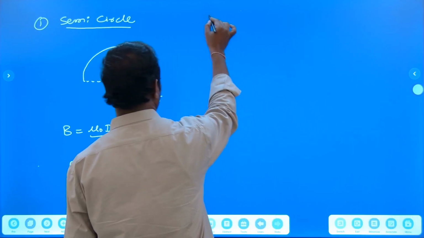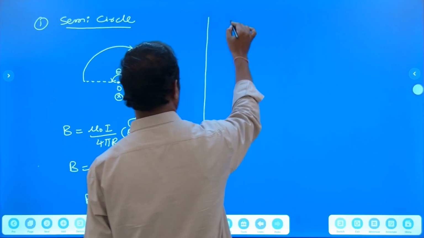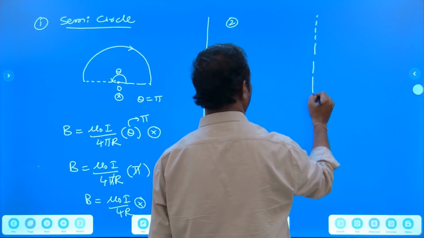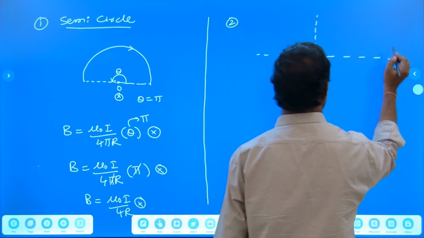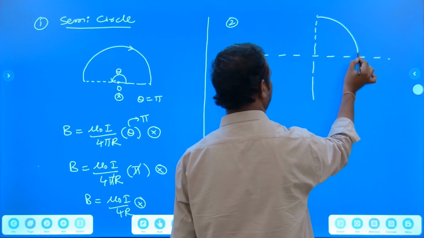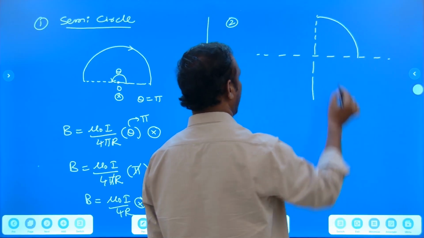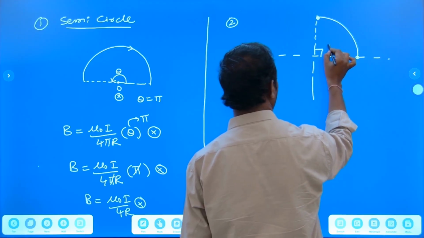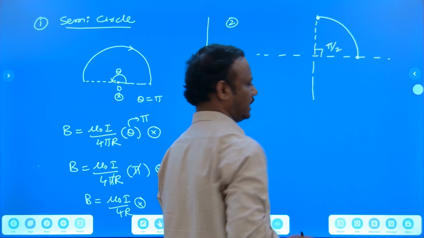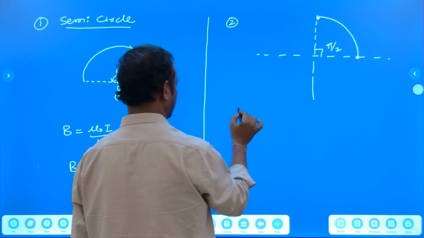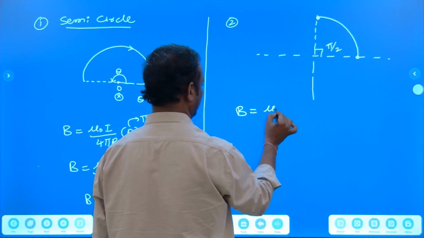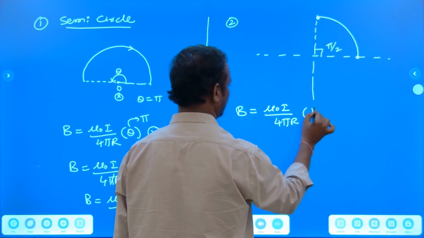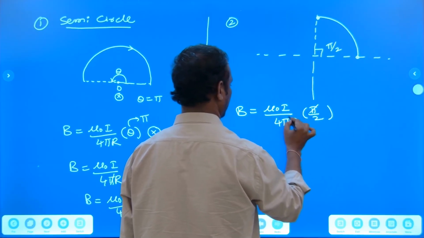Next one is the quadrant of a circle. For example, with axes x and y like this, this is the quadrant. The angle between these two ends makes an angle of pi by 2 radian. So directly I am writing B is equal to mu naught I by 4 pi r into pi by 2, so pi and pi cancel.